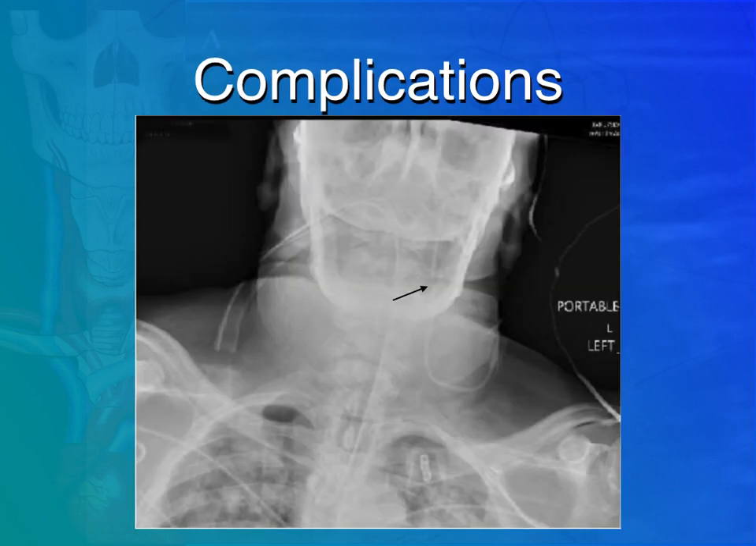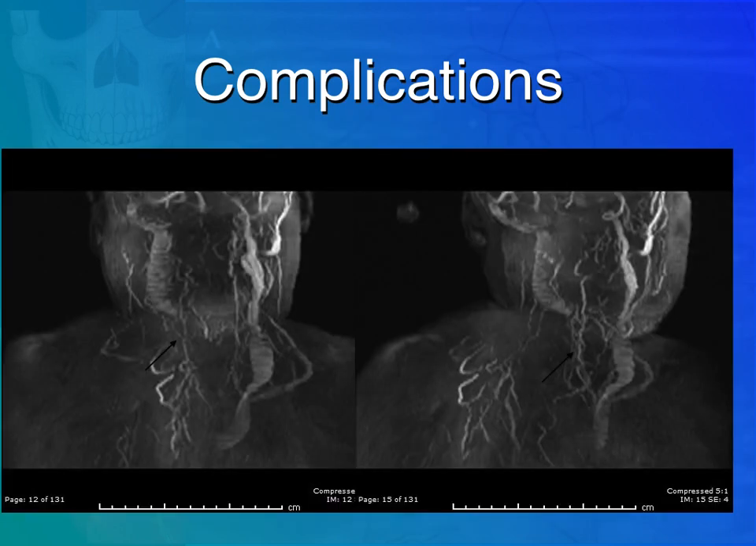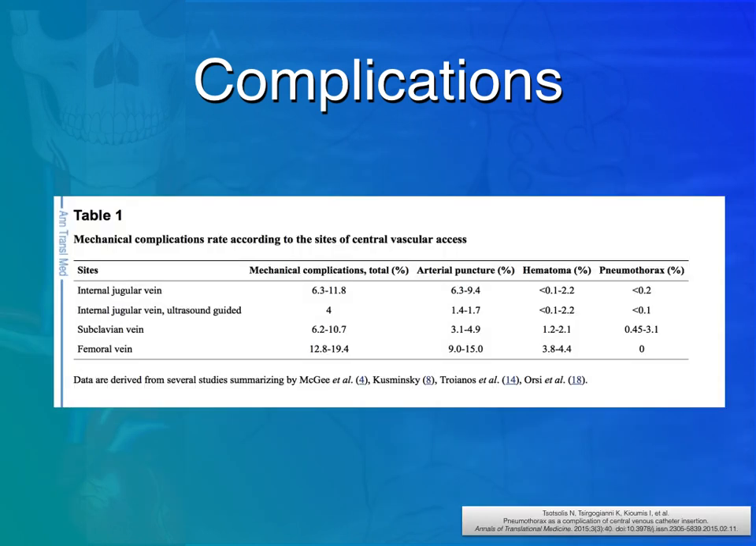Here, one of the complications: this patient had a subclavian line that went through the IJ. You can see the line going up. There's another patient that we had who had an IJ in the right jugular and a magnetic resonance that demonstrates the lack of flow on the right IJ. Complications are greatly reduced with the ultrasound, and you can see the internal jugular ultrasound guided has the least amount of complications.